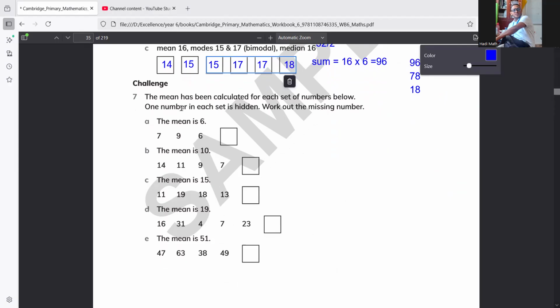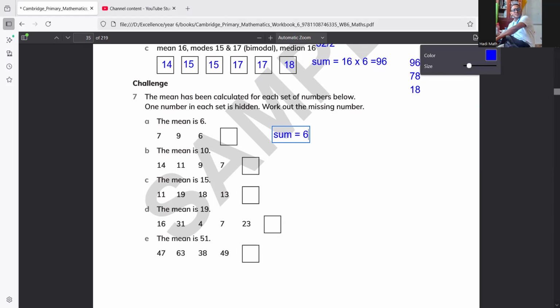Let's say the mean has been calculated for the set of numbers below. One number in each set is hidden. Work out the missing number. Remember what we use the mean for. We use the mean to find the sum. That is, the sum of all those numbers is equal to what?